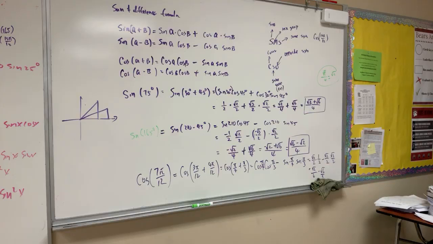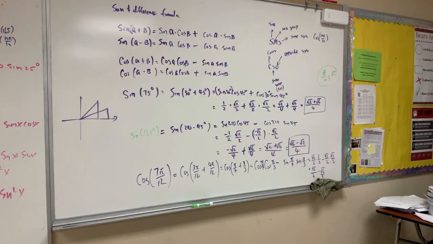I did 5 pi over 4 and pi over 3. I did 5 pi over 6 and 2 pi over 4. You get the right answer though? 5 over 12. Yeah, you get the right answer?